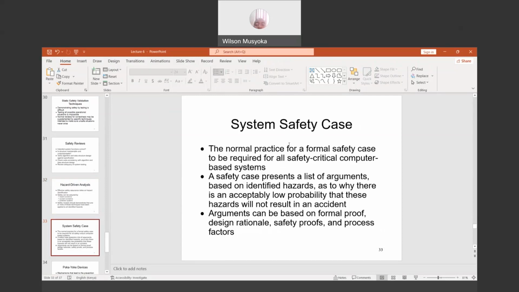And then the system safety case. This is the normal practice for a formal safety case to be required. You run the system for some time, you put it under different stress circumstances, and you see how it is going to behave. And arguments can be based on formal proof, design rationale, safety proofs, and process factors. All of those need to be documented.